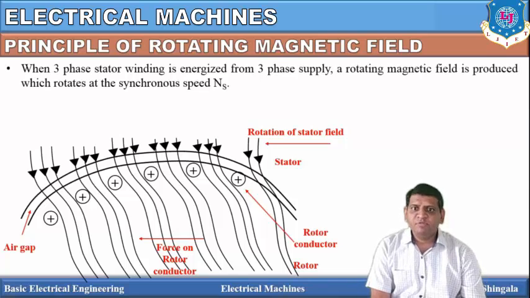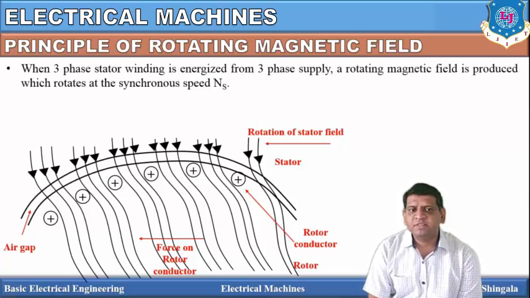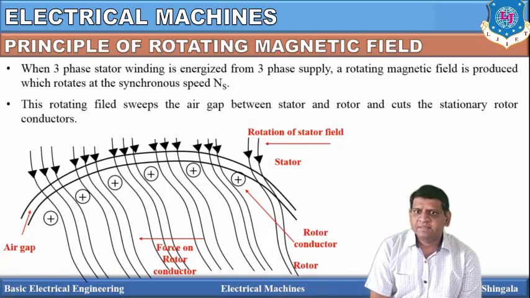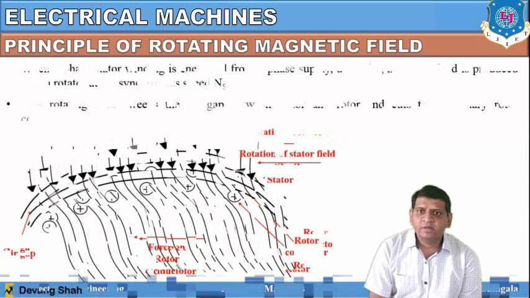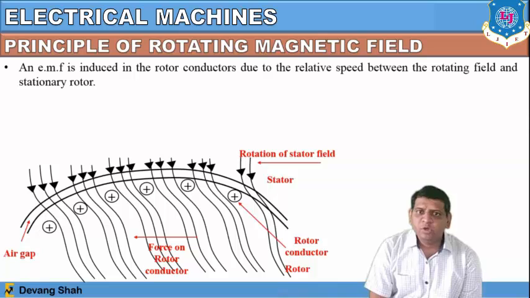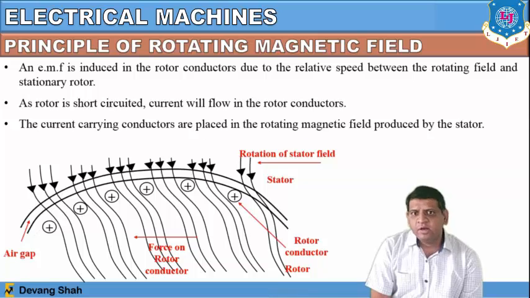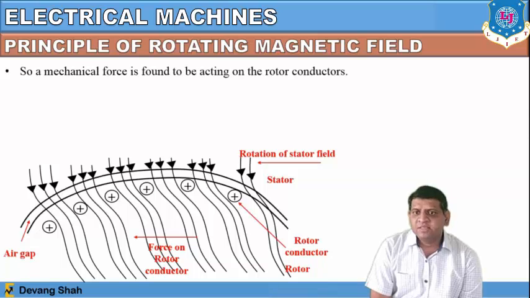Here the three-phase stator winding is energized from the three-phase supply, and a rotating magnetic field is produced which rotates at the synchronous speed ns. The rotating field sweeps the air gap between stator and rotor and cuts the stationary rotor conductors. So an EMF is induced in the rotor conductors due to the relative speed between the rotating field and the stationary rotor. As the rotor is short circuited, current flows in the rotor conductors. These current-carrying conductors are placed in the rotating magnetic field produced by the stator, so a mechanical force acts on the rotor conductors.